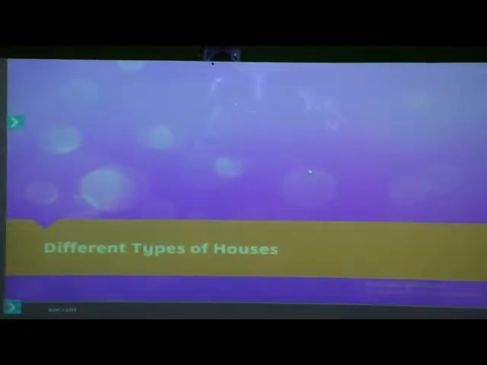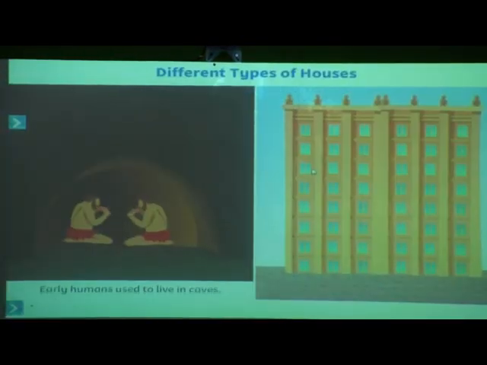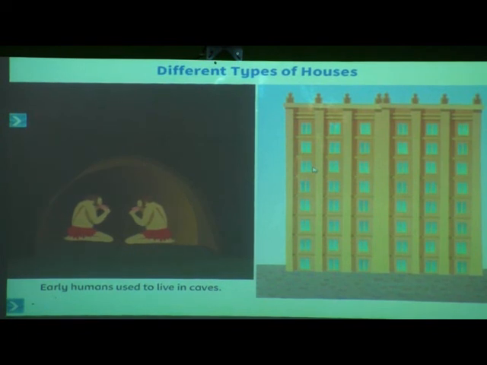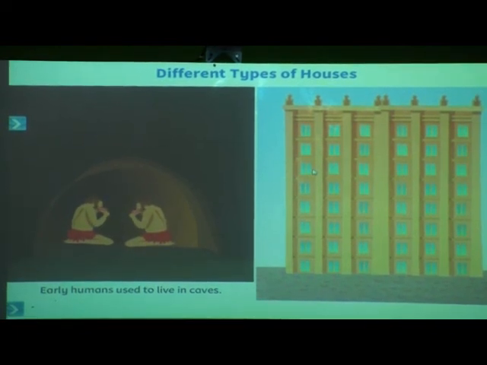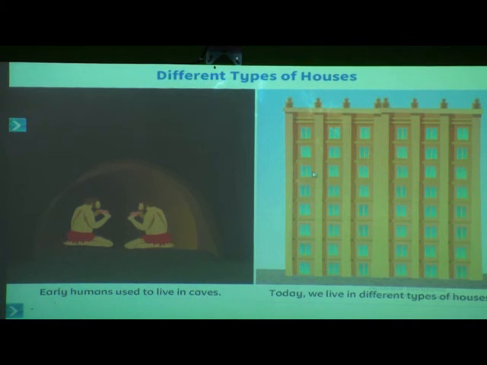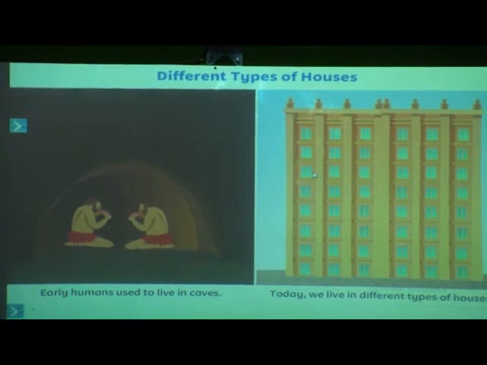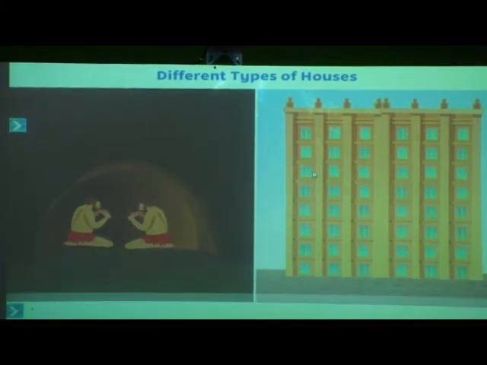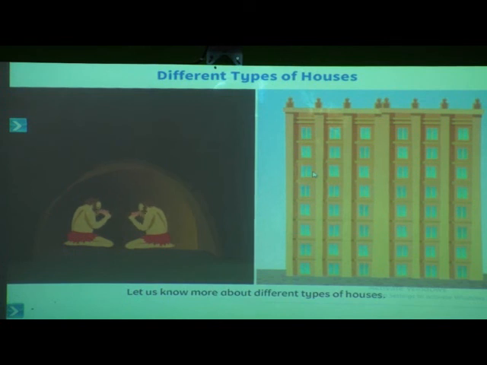So we will take a short review of that lesson through a short video. Okay, you just see the video. Different types of houses. Early humans used to live in caves. Today, we live in different types of houses. Let us know more about different types of houses.